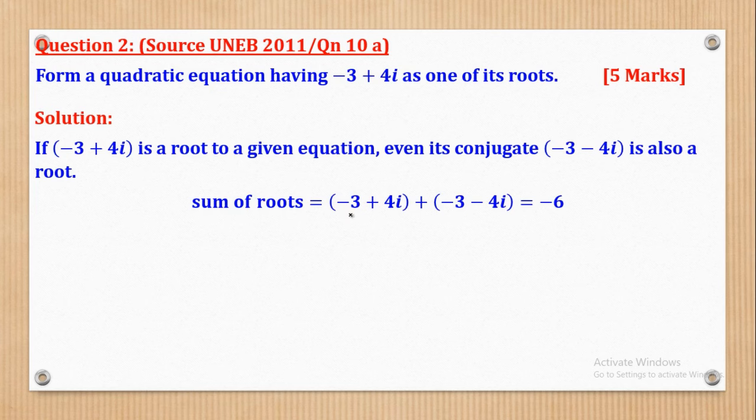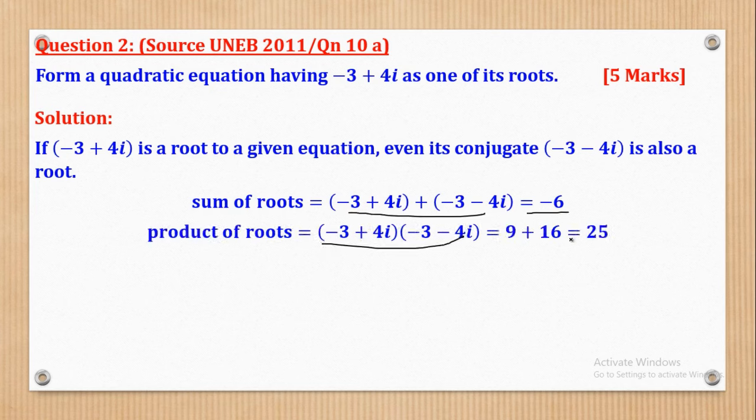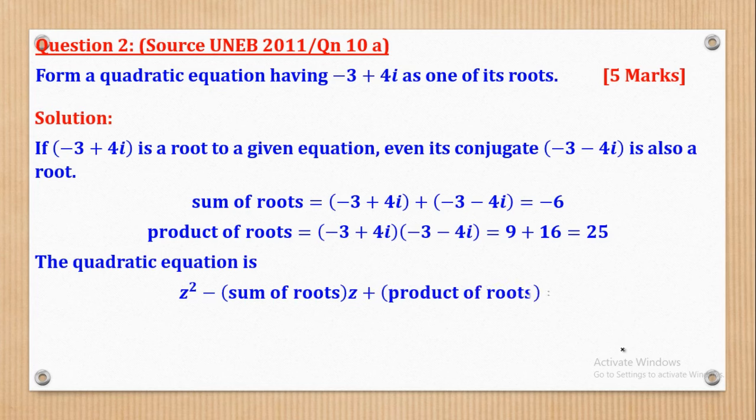Therefore, sum of roots will be this. When I add the two, I'll come up with this. When I multiply the two, I'll come up with 25. Therefore, I'll quote the general expression for the quadratic equation and substitute for sum and product, and that will be the answer.